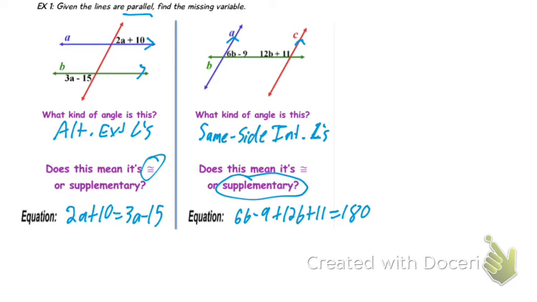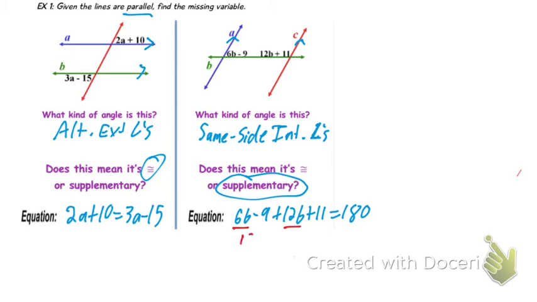Okay, now that we have this equation, what can we do? Solve the equation. What's our first step in solving the equation? Dylan. I forgot what it was called. Okay, Elizabeth. Combine like terms. What are some like terms? Presley. 6B and 12B. What are those combined to be?